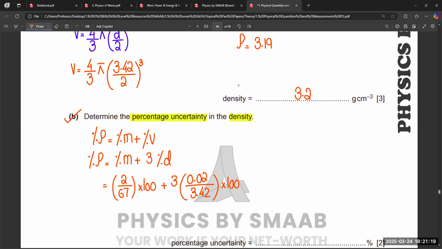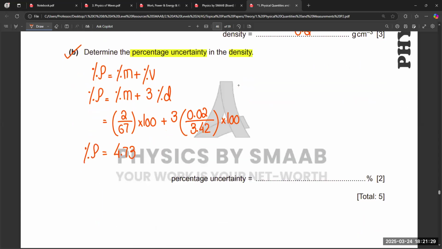4.739. Percentage uncertainty in density, or we can also round it off to 5%. So this is the answer for the uncertainty of density.